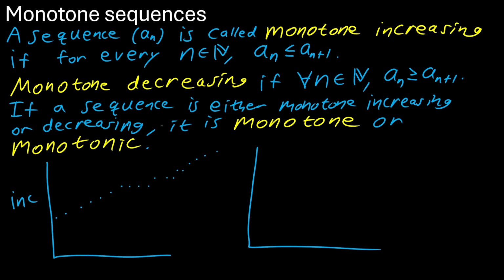Similarly, a sequence is monotone decreasing if every term is greater than or equal to the one after it. So maybe a monotone decreasing sequence looks something like this. If a sequence is either one of these, you call it monotone. So if it's either monotone increasing or monotone decreasing, you can just call it monotone. And sometimes that's good enough.